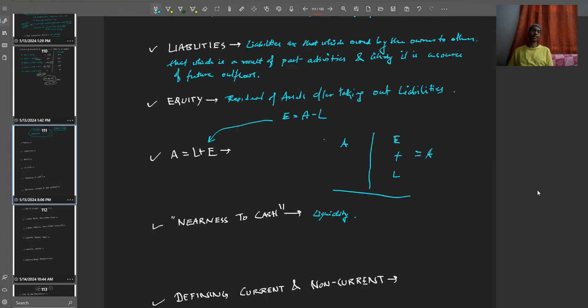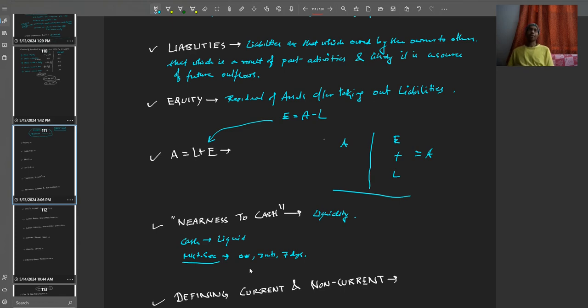Nearness to cash. For example, cash. It is very much liquid. Then comes marketable securities. They are also immensely liquid, but they may be overnight, they may be 3 months maturity, they may be 7 days maturity, like that. So they are a little bit away from being instantly liquid. They are not instantly liquid.